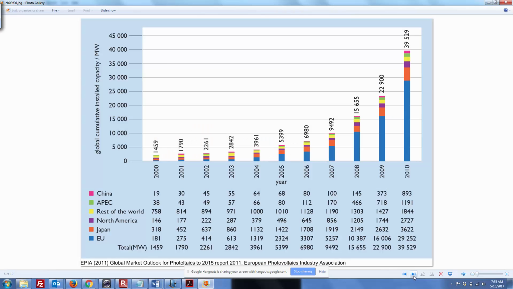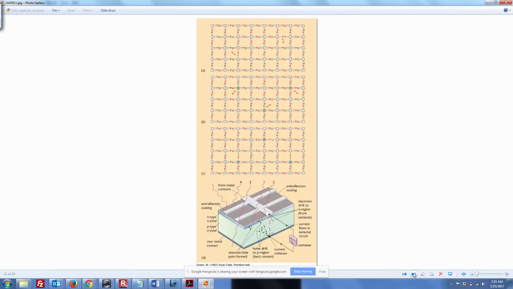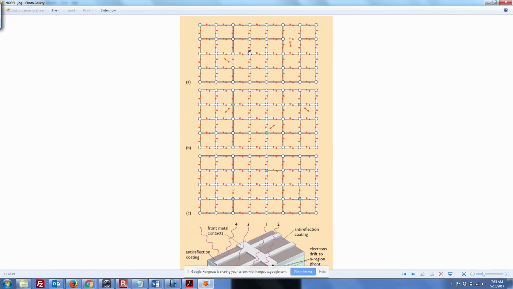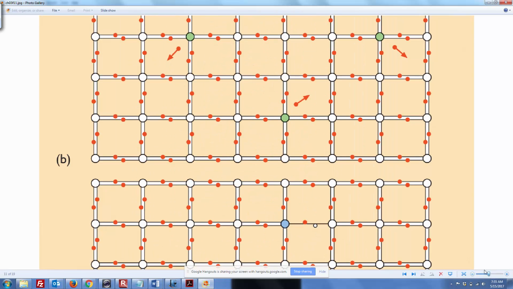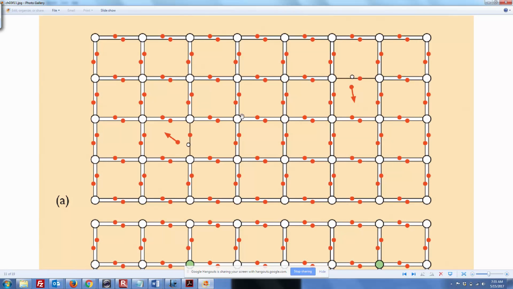Okay, so these are the early days of solar. What this picture is showing, each one of these little circles is a silicon atom. So at the top, part A, each of this is silicon. Silicon, silicon, silicon. Each one of these dots is an electron.